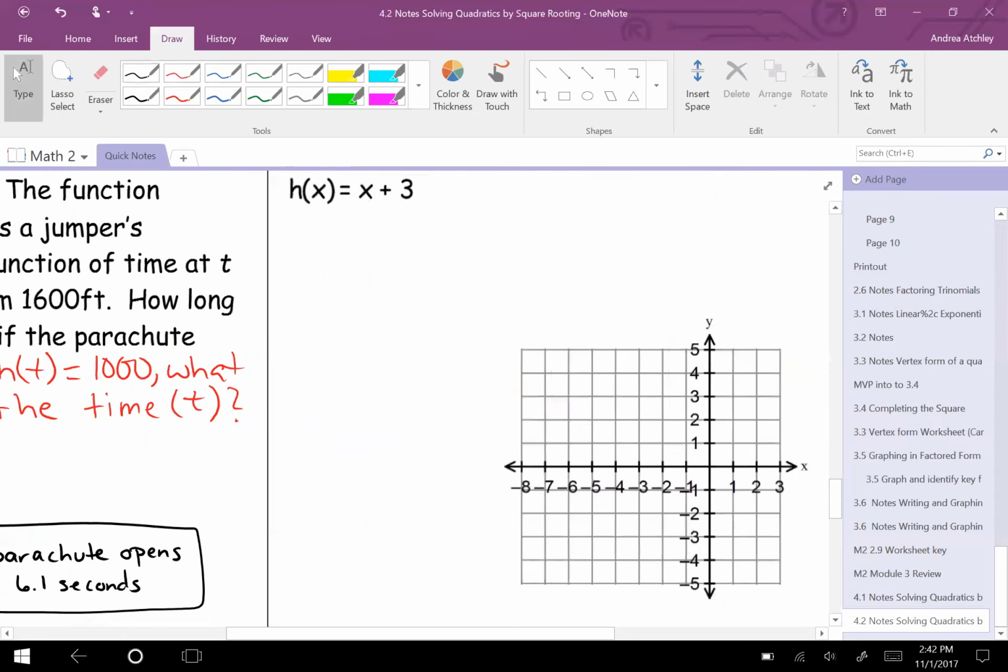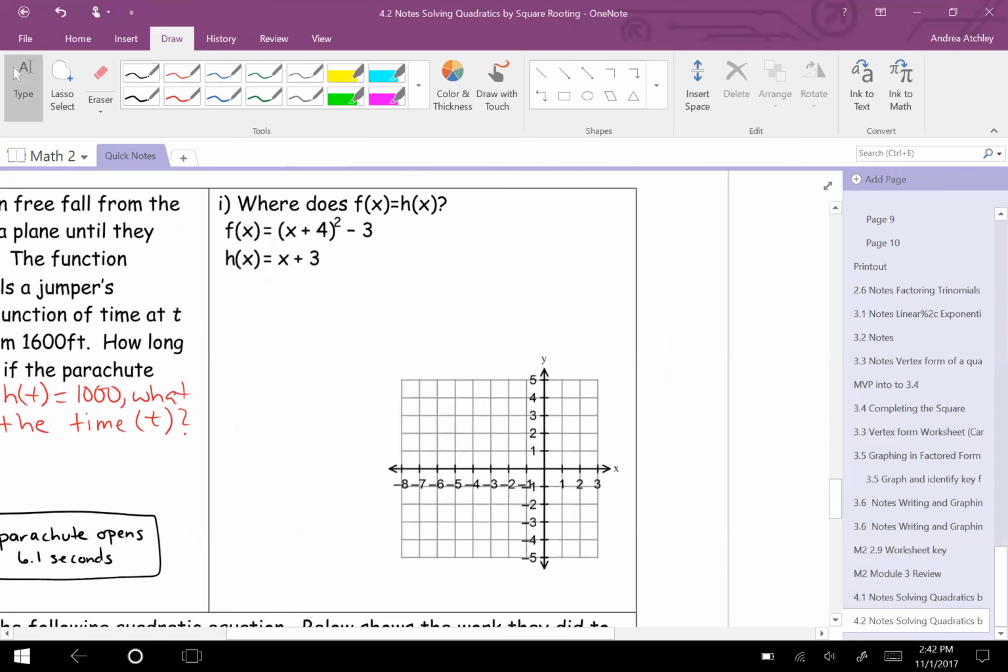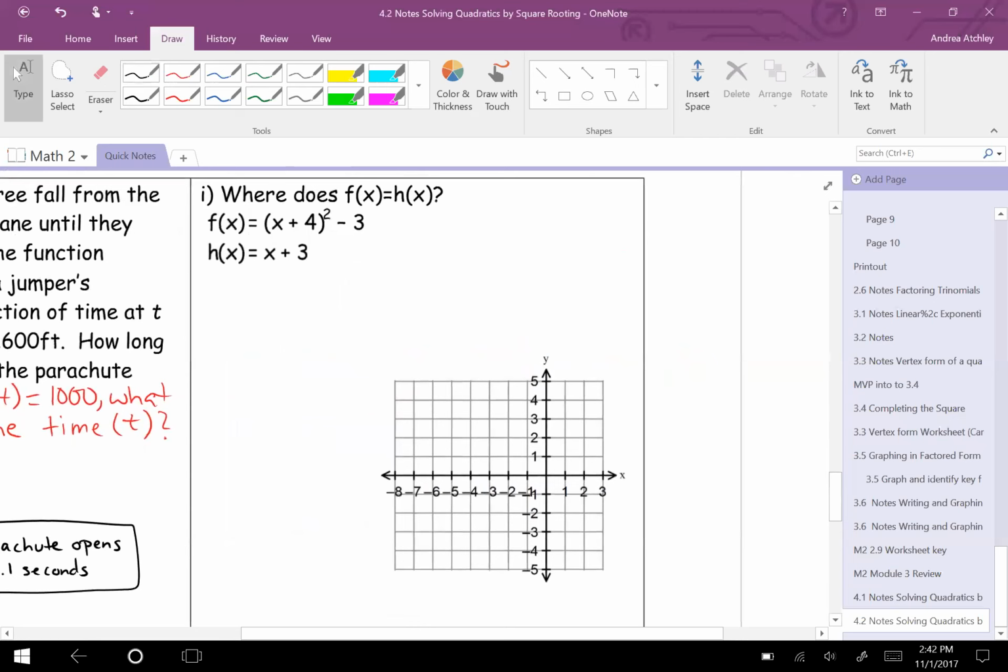Okay, next one we're going to graph. Where does f of x equal h of x? We're solving a system of equations. We just graphed quadratics. So we're going to graph these and see where they intersect. So the first one, I need the vertex.